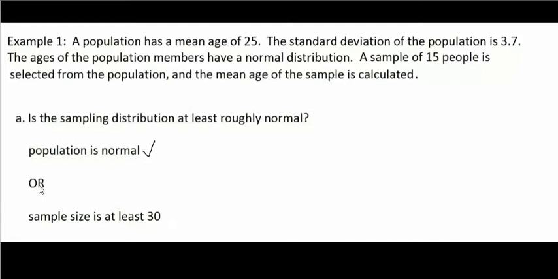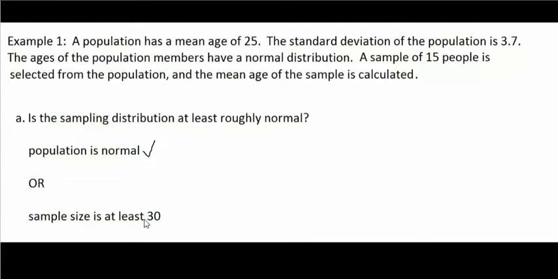That's why I use the word or and not the word and. So we have to look at both of these and go back to this situation and see if it checks off. So let's see. Population is normal. Well, it says in this problem that the ages of the population members have a normal distribution, so that does check off. That's why I have this check right here.